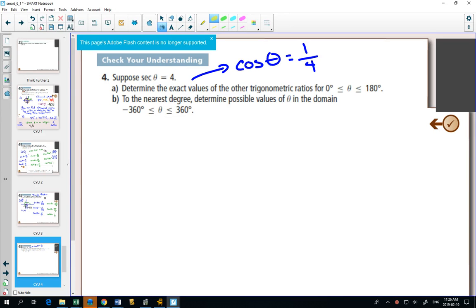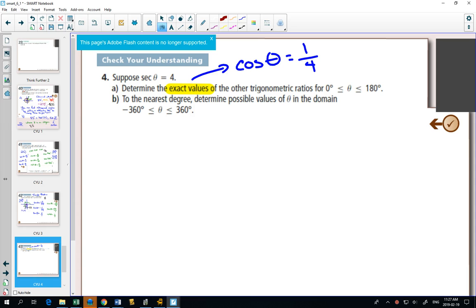Okay, this word here, exact values, comes up a fair bit. That means it's going to be a non-calculator question where you have to leave your answers with square roots and not plug it in and get decimals. Determine the exact values of the other trig ratios from 0 to 180 degrees. Okay? Well, we need to draw a triangle.